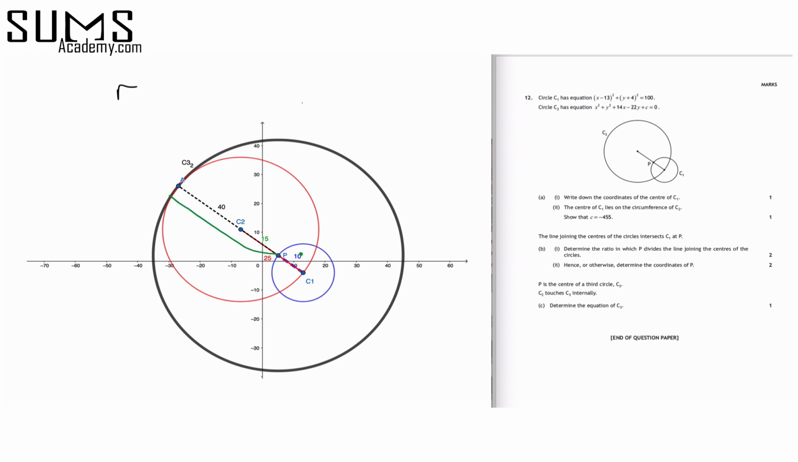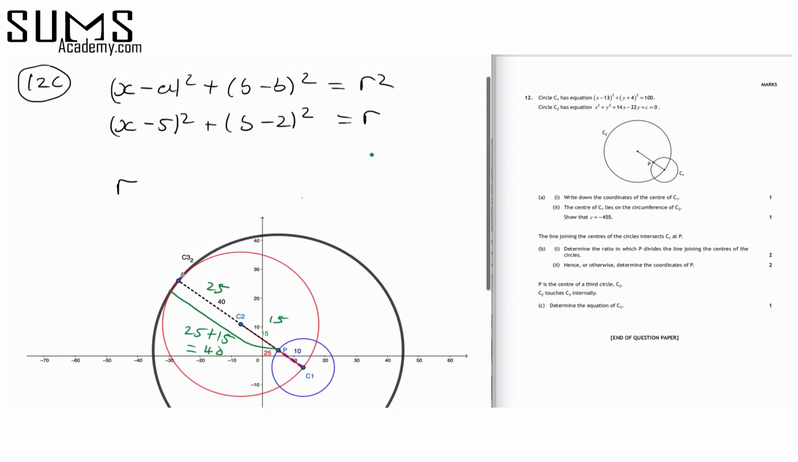So what do we know so far? Well, we know that the radius of C2 is 25. So from there to there is going to be 25, okay? And we already worked out in the previous question that the distance from P, which is the center of the third circle, to C2 is 15. So this radius here is going to be 25 plus 15, which is just 40. Okay, so our radius becomes 40.